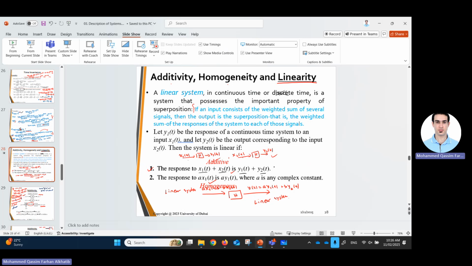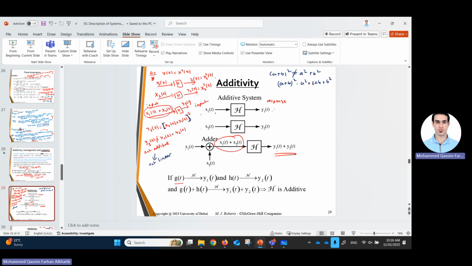That's what we call the additivity principle. Homogeneity, when you do the scaling part: you have ax1, you'll get ay1. So that's what we call a homogeneous system. All right, additivity: x1 will lead to y1, x2 will lead to y2. If you apply x1 and x2 together, will it lead to y1 plus y2?